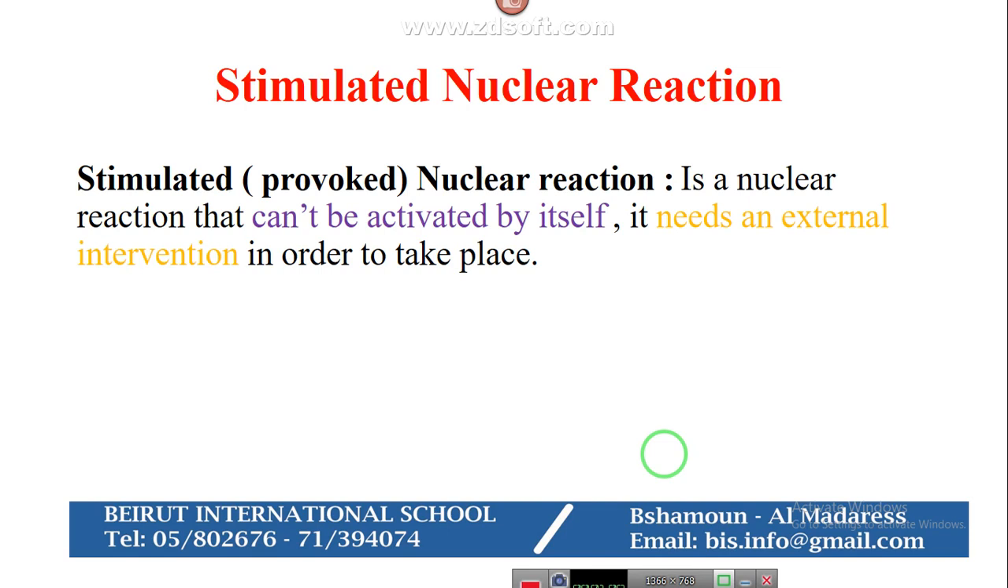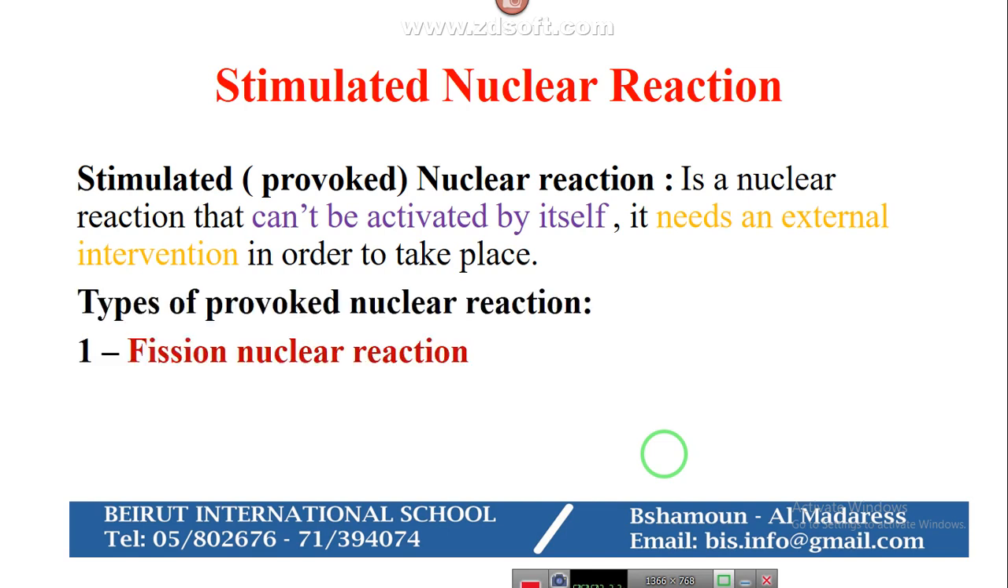In the radioactive nuclear reaction, a nucleus is unstable by itself. It decomposes into a more stable one with the emission of radioactive radiation. While in the provoked nuclear reaction, the nucleus cannot be activated by itself. It must combine with another one, or we must bombard it with a certain particle.